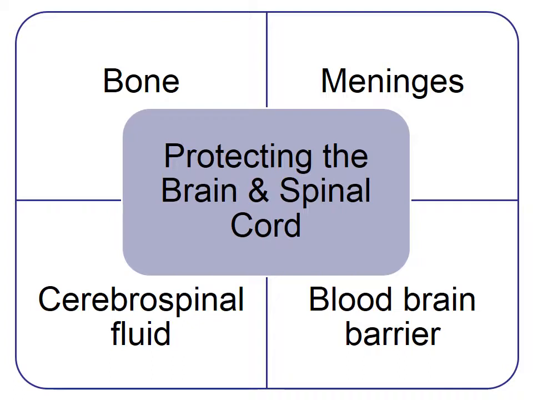The human central nervous system organs are the texture of room temperature butter, so kind of soft. Also, we've learned that neurons are quite sensitive. This implies that the brain and the spinal cord need protection. Bones, meninges, cerebrospinal fluid, and the blood-brain barrier do just that.